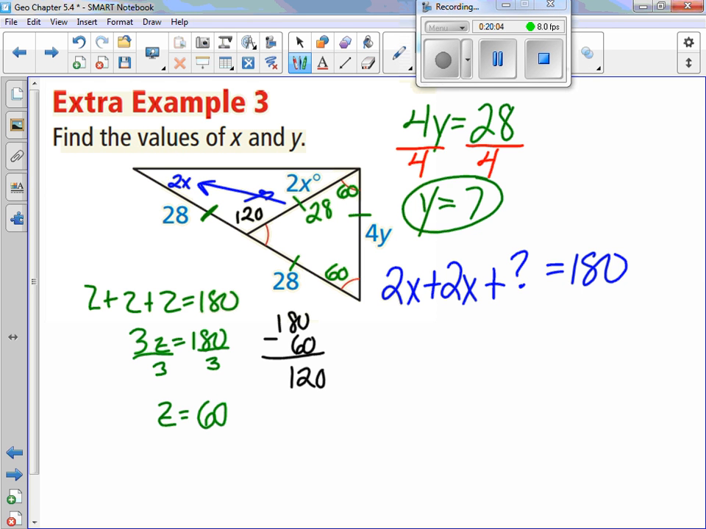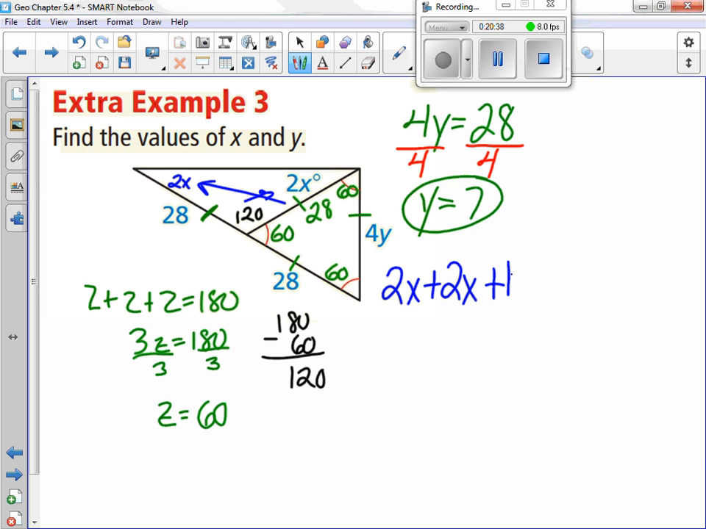So we found the fact that the three angles in our equiangular triangle are all 60 degrees. Yes? So they're all 60 degrees. Now I noticed the angle that we were missing, that we really needed to find the value of x, did make a straight line with it. Yes? So those two would add together to be 180. And we found that that other angle is 120. Now we can use that.